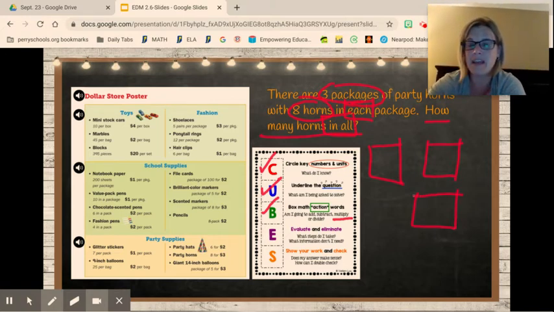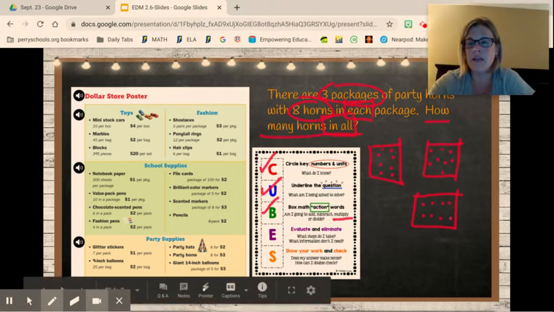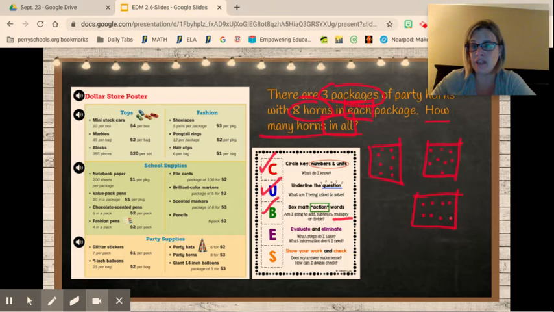And I could go through and I can do my 8 dots. There's 6, 7, 8, 1, 2, 3, 4, 5, 6, 7, 8. 1, 2, 3, 4, 5, 6, 7, 8. If I needed to, I could go through and count all of the dots.